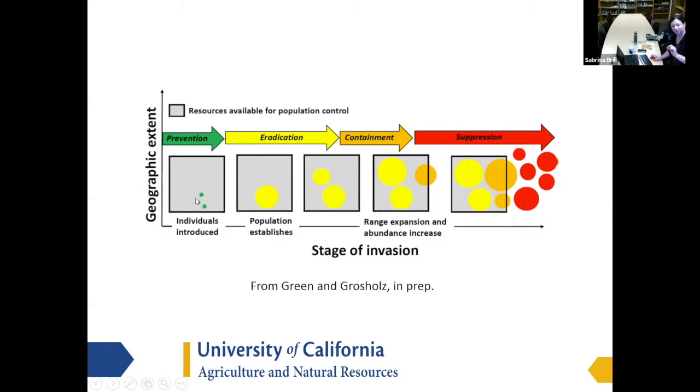That's going to be the most cost efficient, resource efficient, and effective time to gain control of an invasive species. Later, when the population establishes, if it's just in one area, we might be able to eradicate it. It starts to spread and expand its range, and then we hopefully contain it and keep it, okay, it's a problem in Marin County, but we want to keep it from spreading to Monterey. And then once it really gets out of there, we're just trying to suppress it and keep up. So if we can get to things early, that's great.